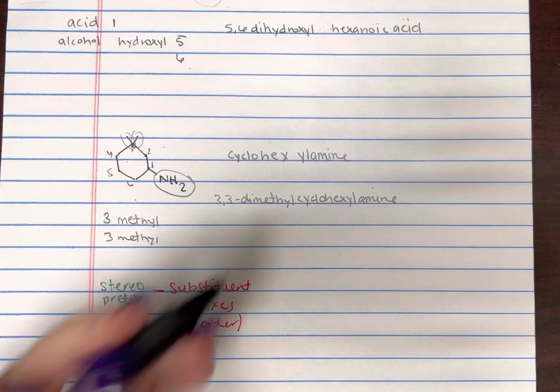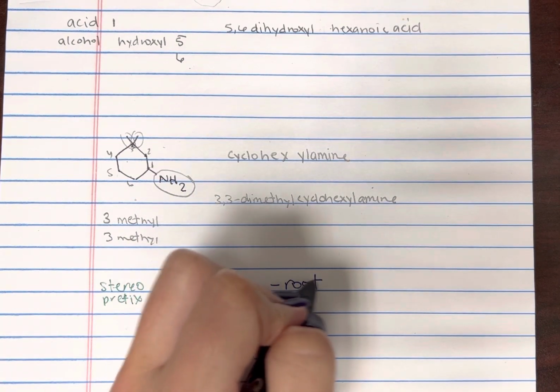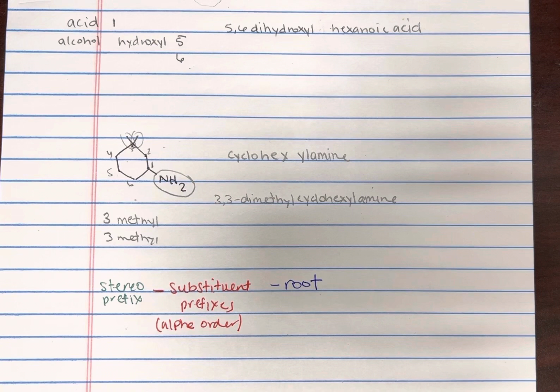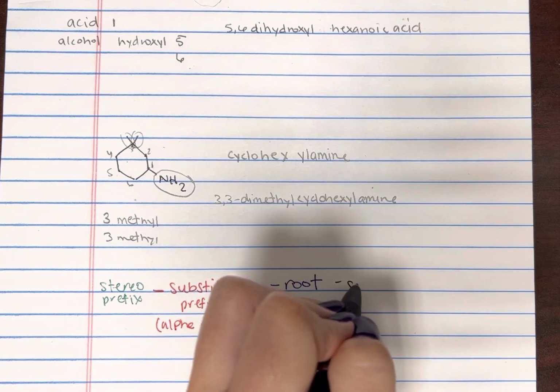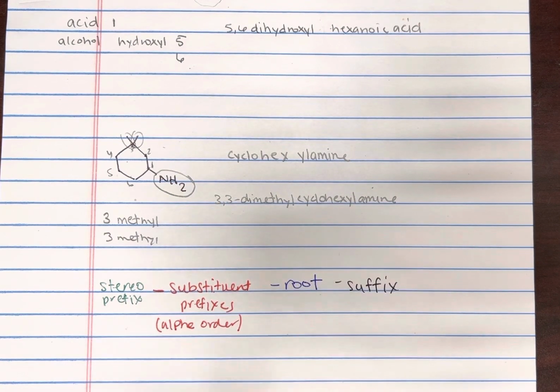Then you have your root, that'd be your number of carbons. And finally, you have your suffix of your most important functional group. Whew, that's a lot.